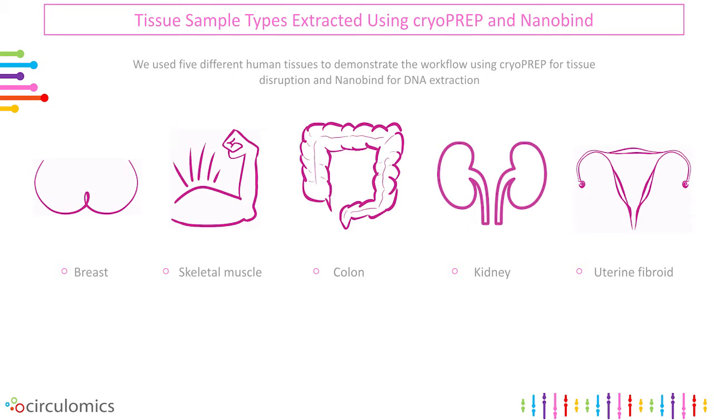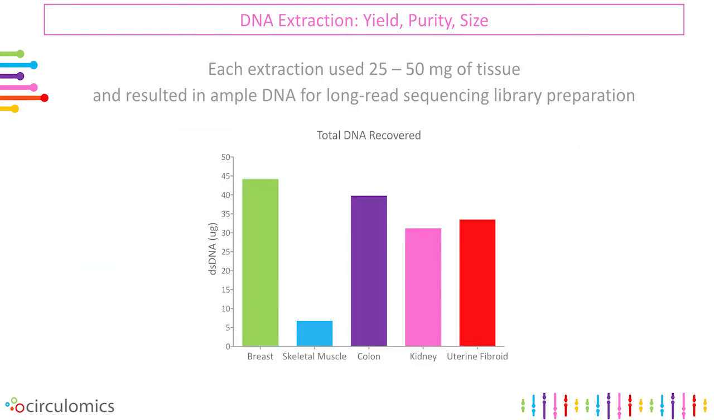For instance, the breast tissue has a nearly liquid consistency when thawed, while uterine fibroid has a tough, somewhat rubbery texture that is not conducive to disruption. Using cryoPREP, both were easily pulverized to powder using our recommended conditions. For each extraction, we used 25 to 50 milligrams of input tissue. Each resulted in ample DNA for long-read sequencing library preparation.